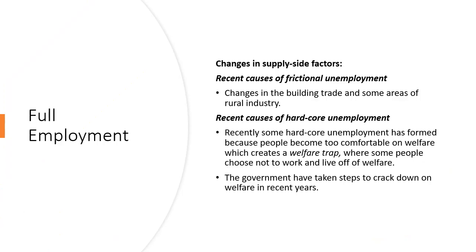And lastly, some recent causes of frictional unemployment. So changes in the building trade and in some areas of rural industry. Basically, there's been a lot of changes in those industries recently, like farms are closing down or changing what they're doing, and that's led to people losing their jobs, and frictional unemployment being the time between losing their job and starting their next job. It just causes that frictional unemployment while they wait to start their next job.